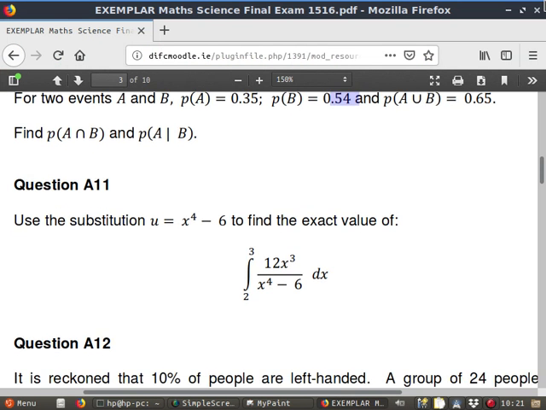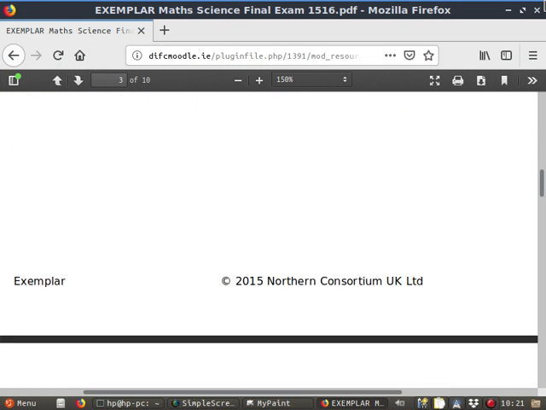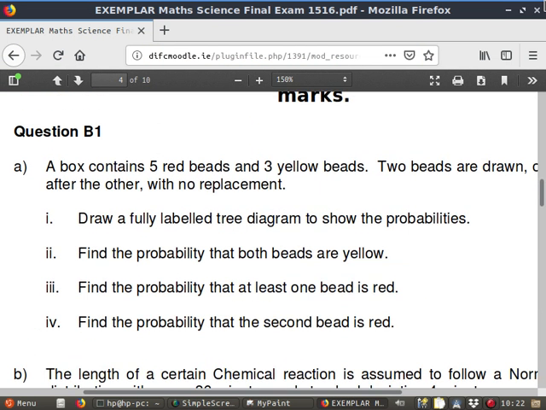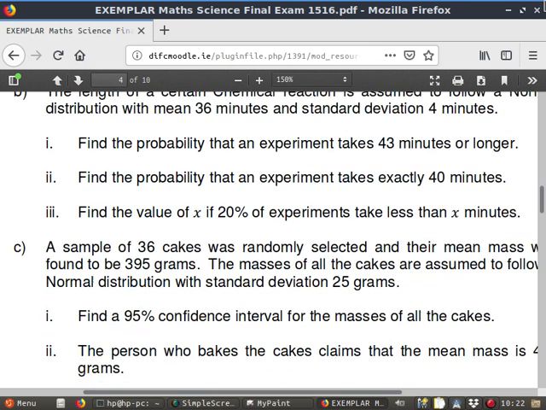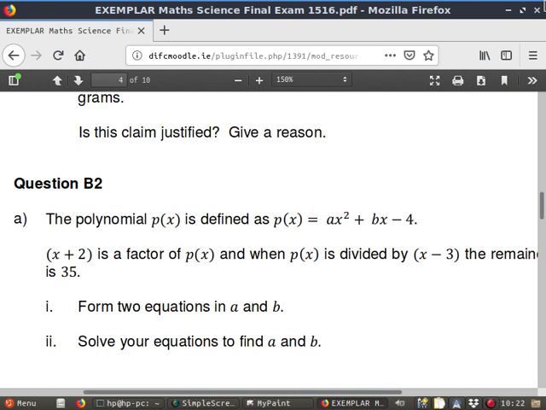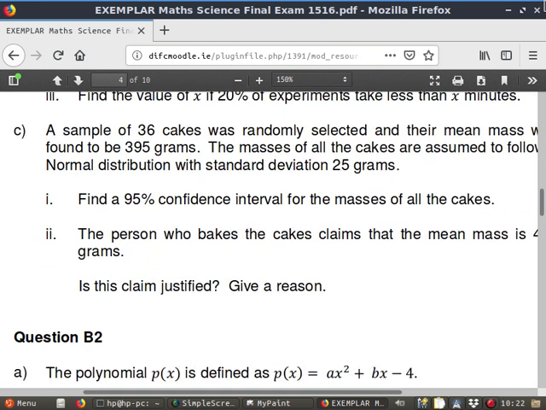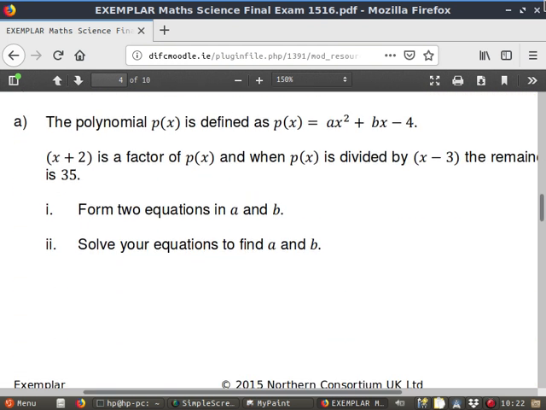Okay, let's see. I think the next question that we can do comes up in section B. Now, the first part here, that's just what we did in semester 1, which is the trees. So we won't do that. We haven't done these types yet. No, we're looking at the same exam.